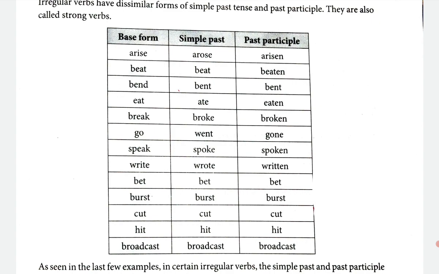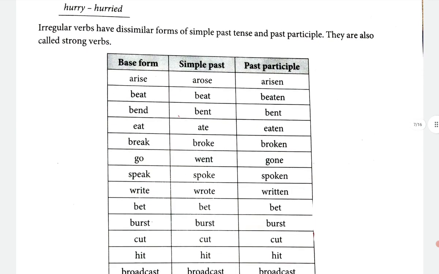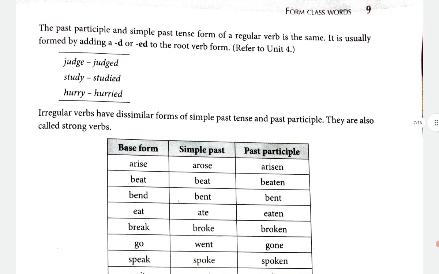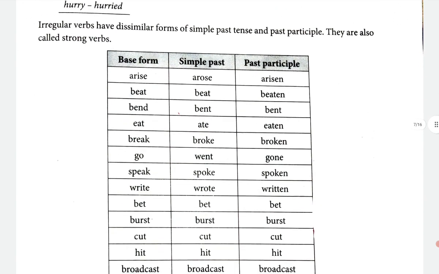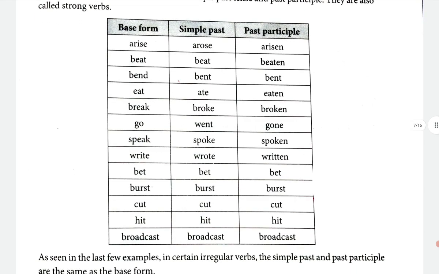Let us look into a few examples. So the same verb with some suffixed letters is termed a regular verb. Now let us look into the irregular verb examples. Arise, arose, arisen. The base form arise has the simple past arose and past participle arisen. Beat, beat, beaten. Bend, bent, bent. Spelling changes. The base form is bend and the next two forms end with t.